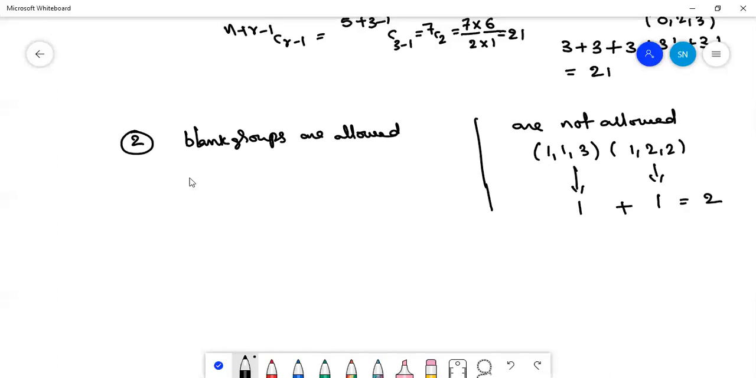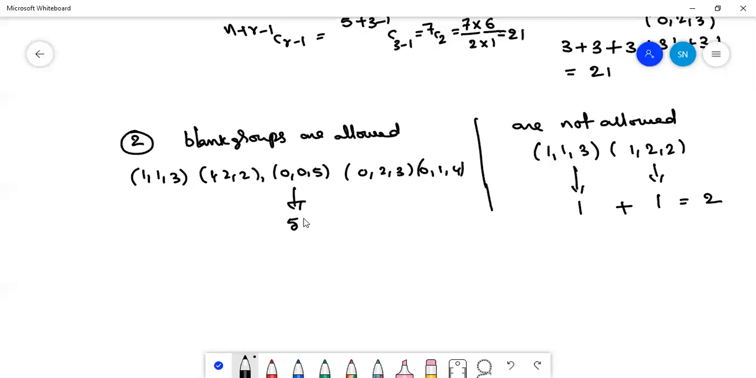When blank groups are allowed, as we know, the possibilities are 1, 1, 3; 1, 2, 2; 0, 0, 5; 0, 2, 3; and 0, 1, 4. So these are the 5 possibilities. In each possibility, we can get only one way of distribution. So that is 5 ways.